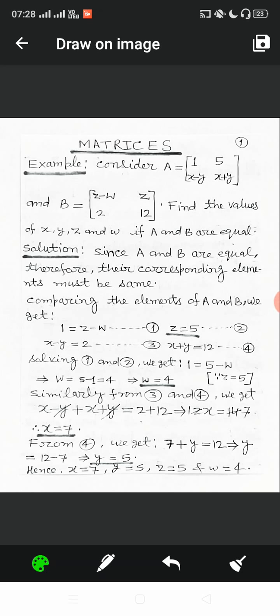Today in this video, I will discuss the solution of exercise 3.1 from the chapter Matrices.